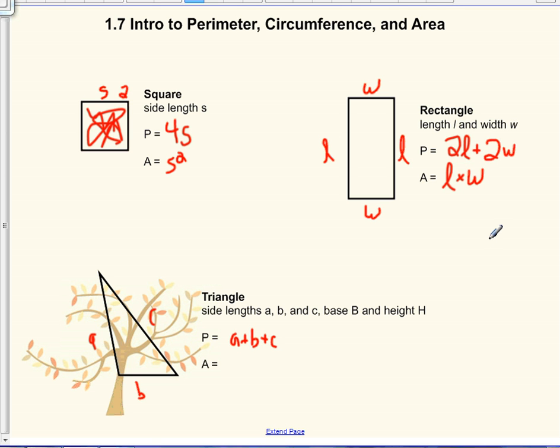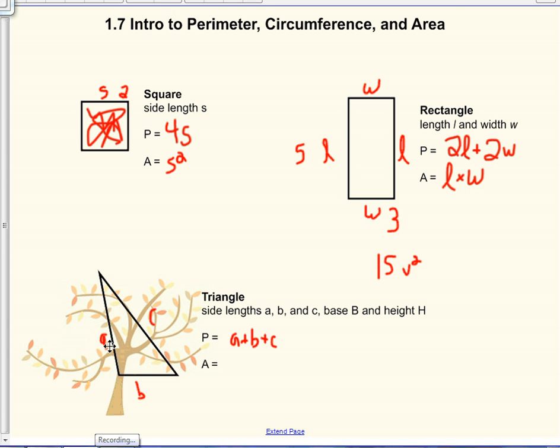All right, so let's say our length is 5 and our width is 3. If we were to find the area, we would do 5 times 3, and our area would be 15. And then we don't have a unit specified, so we could just say units squared. Okay?